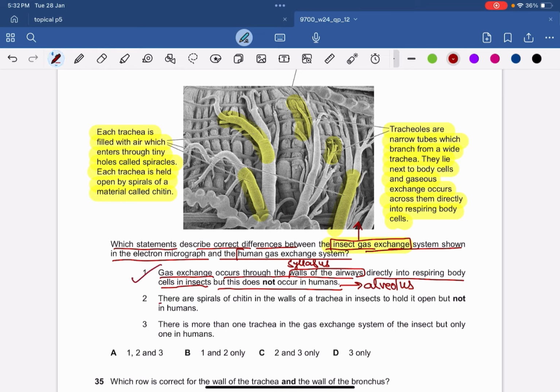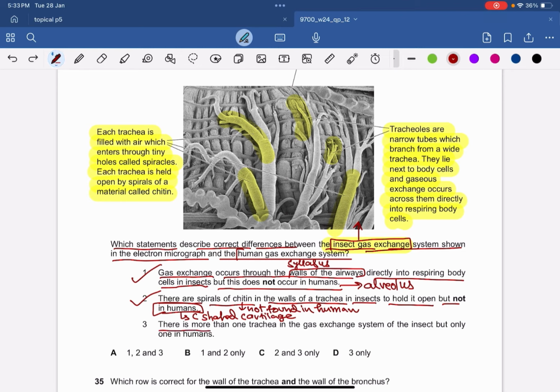Now let's look at statement 2. There are spirals of chitin in the wall of the trachea in the insect to hold it open, but not in humans. This statement is also correct, chitin is not found in humans. In place of chitin, to keep the trachea open in humans, we have the C-shaped cartilage. I hope you remember its function. It prevents the collapse of the trachea under high pressure.